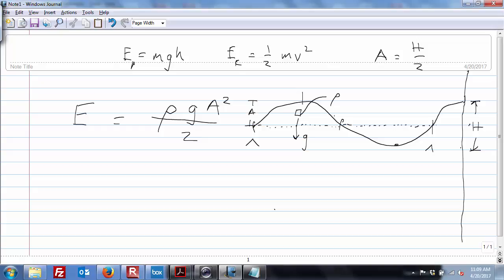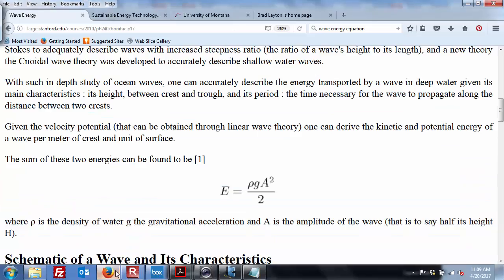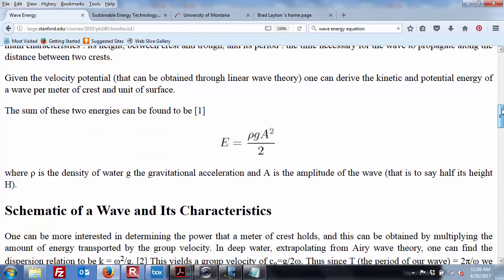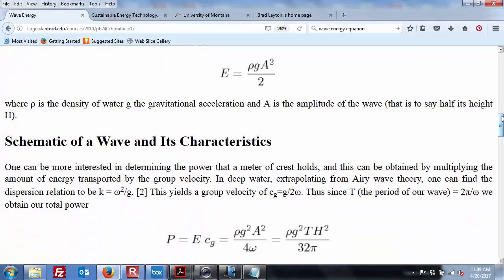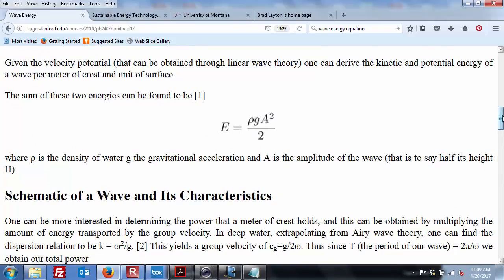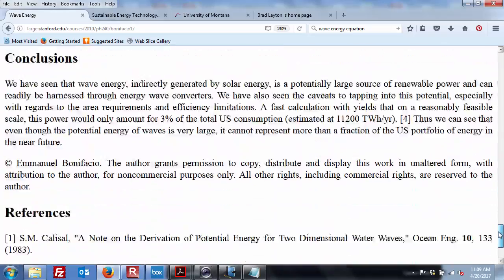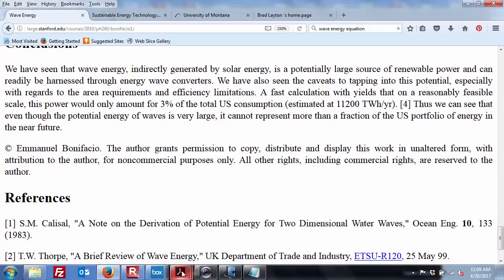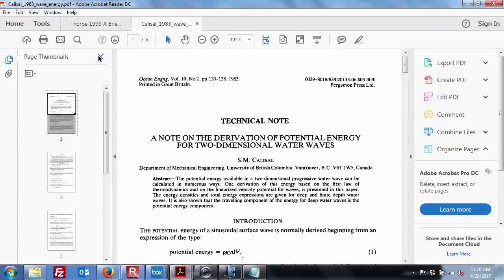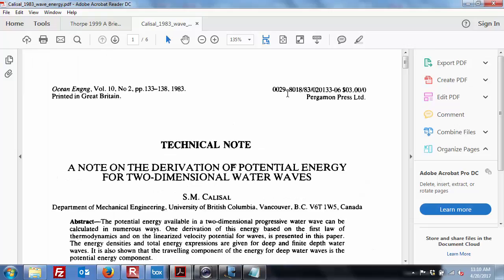What's this one? Problem 4 on problem set 4, the wave equation, and I didn't quite give enough information to solve it, and the text did not go into quite as much detail. So that's one thing to keep in mind, and that comes from reference 1. If we go to the bottom of the page, reference 1 is Colossal, and I've got a copy of that here. This was in 1983, Ocean Engineering, Volume 10, printed in Great Britain.